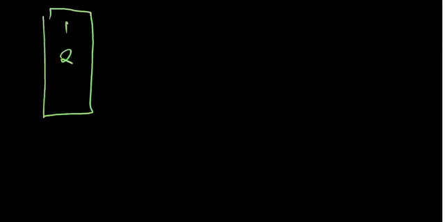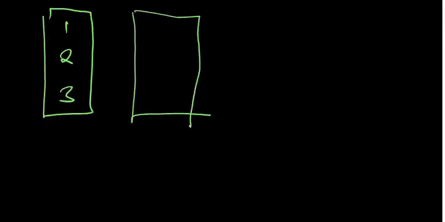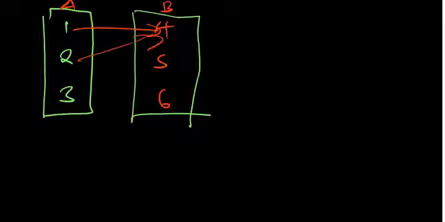Okay, so now let's say we have a different one like this. We have 1, 2, 3. Next, let's have this: this is a, this is b. So we have 4, 5, and then 6. Let's say that 1 is going there, this is going there. At the same time, 3 is going there. At the same time, 3 is also going there.